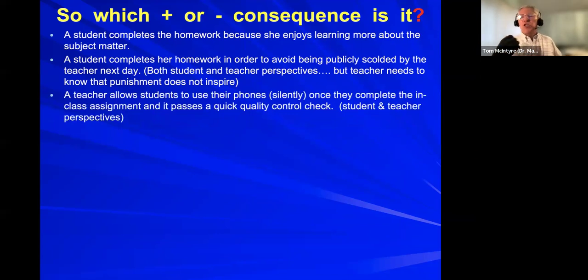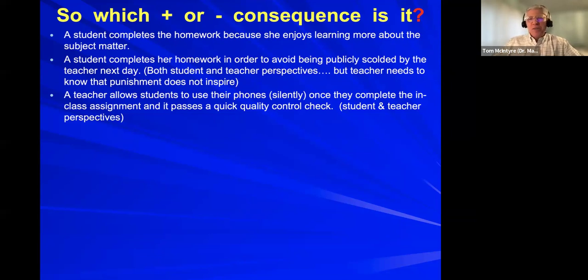The teacher allows students to use their phones. It has to be on, they have to silence it if they've completed the in-class assignment and come up to the desk. We give it a quick look and say, okay, this passes muster. You may go to the phone. I'm guessing that you also believe that it is positive reinforcement from the student's perspective. By completing it accurately and quickly, I now get to enjoy some time on the phone.